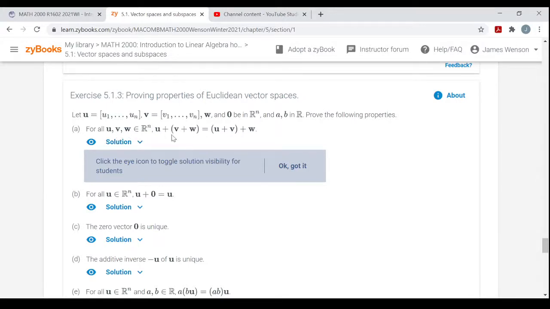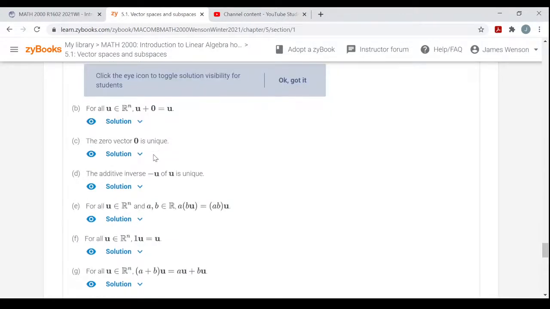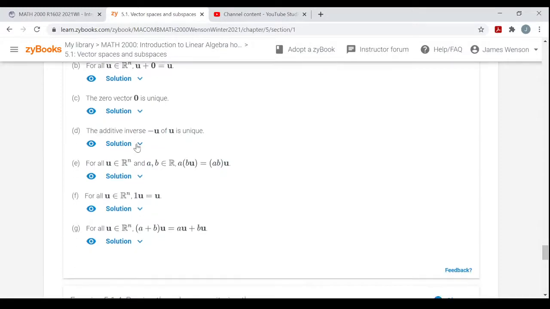Here's the associative property of addition, proving that. Proving that there is an identity element, an additive identity, that zero vector. Proving that the zero vector is unique. There's not another one. There aren't two different identity elements. Proving additive inverses are unique. Showing that for every vector, there's another vector that when you add them, you get the identity element. You get the zero vector back.